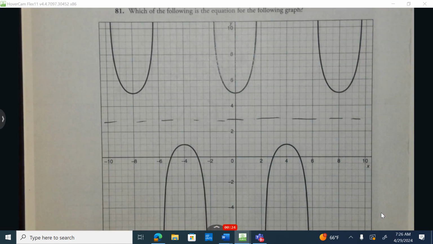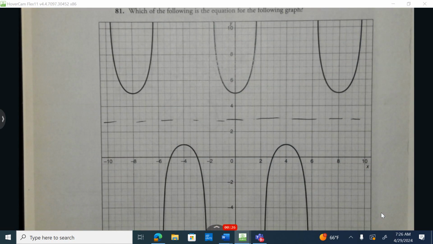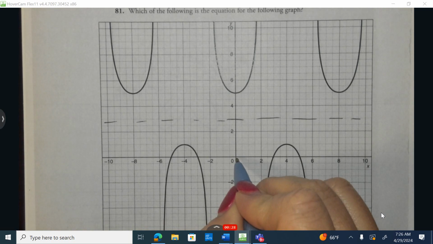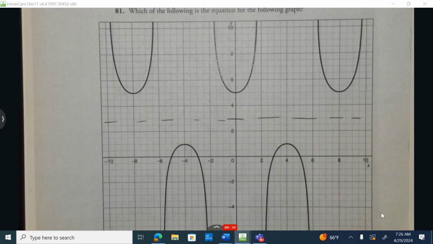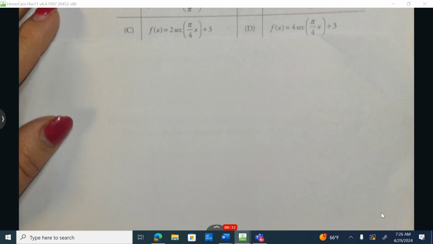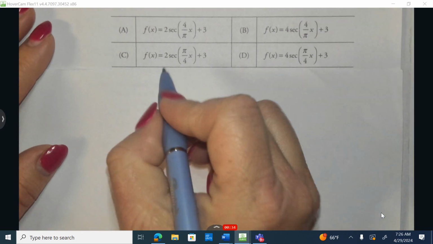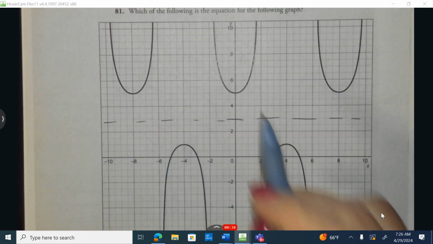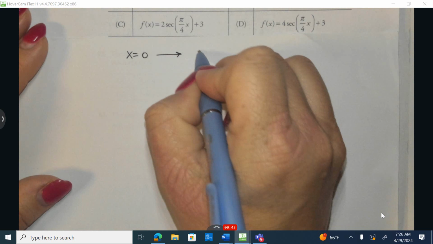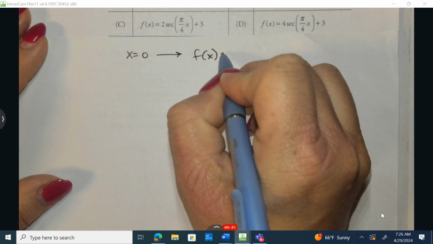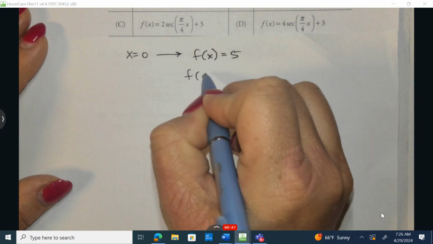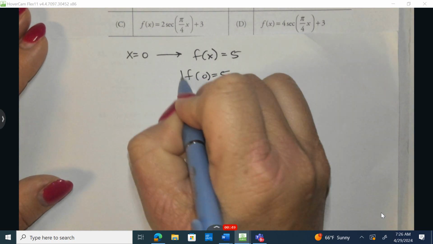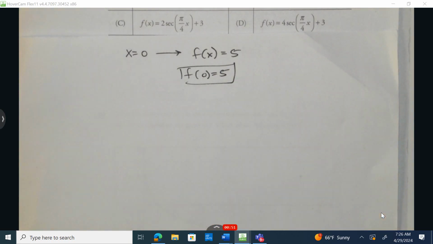top and the bottom. So the next thing I'm going to do is choose the easiest point. I'm going to choose an input value of 0. So if we come back up here and I input 0, let's check. When I input 0, I want an output value of 5. So f of 0 should equal 5. That's what I want.